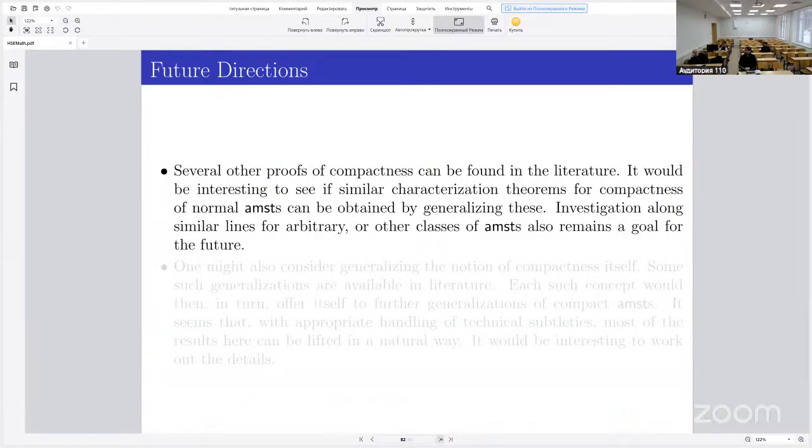Yeah, so several other proofs of compactness can be found in the literature. For example, here I have only dealt with three. I know of three other proofs. One uses the reduced product theorem, that is probably by Feferman. The other two are by Cowen. One uses Cowen's lemma, which is a generalization of Koenig's lemma.